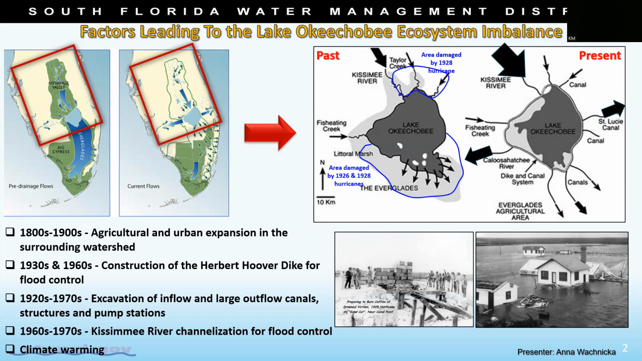That was part of the first phase of the Central and Southern Florida project. After that, the whole lake was pretty much surrounded by what is now known as the Herbert Hoover Dike. The only natural flow that we have right now is the flow from Fisheating Creek. That's the last natural flow that we have. The rest of the creeks and the river were completely channelized, practically converted to canals.